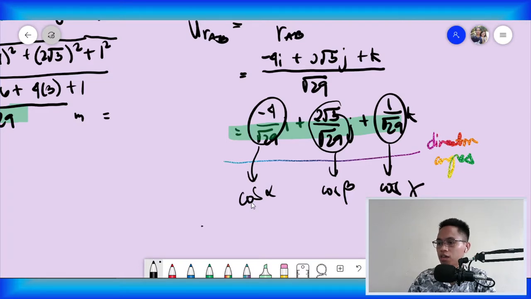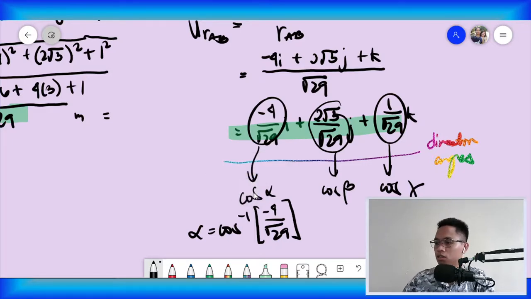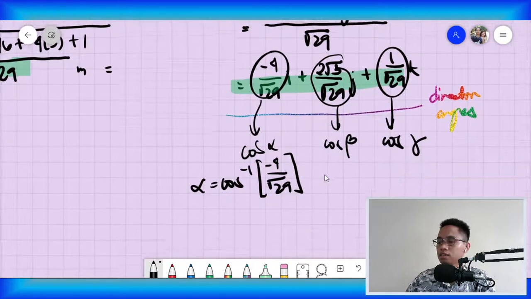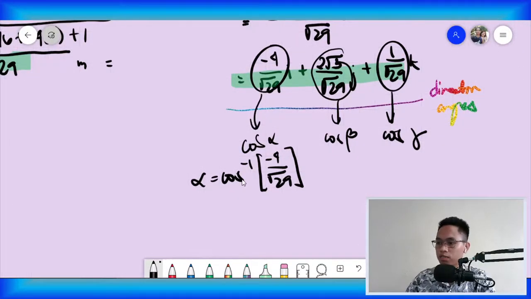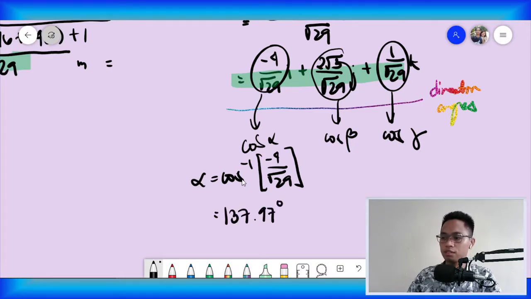So automatically, our alpha is just simply the arc cosine of negative 4 over square root of 29. Remember, once the value is negative, this is more than 90 degrees. So what is the arc cosine of negative 4 over square root of 29? That is more than 90 degrees, which is equal to 137.97 degrees. So that is our alpha.